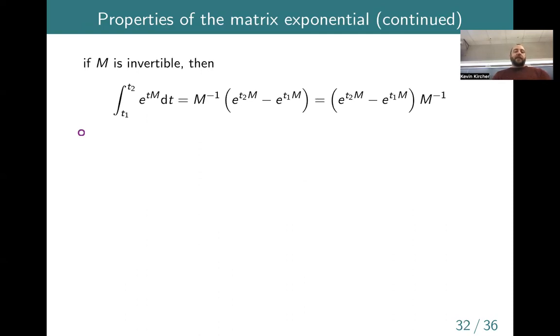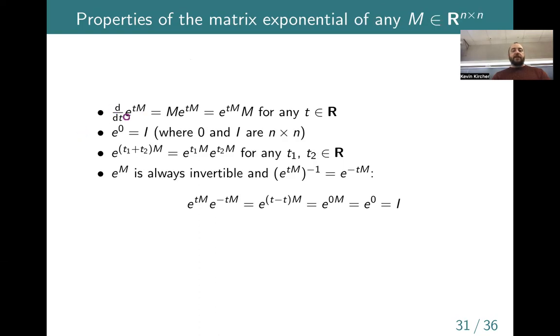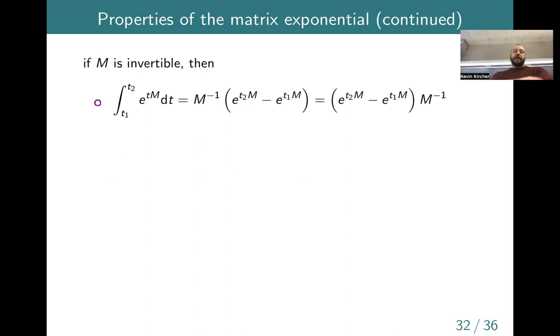And then one last property has to do with integrating the matrix exponential. In the same way that we have a rule for derivatives of the matrix exponential, we can get a rule for the integral. So if we integrate from, say, some value t1 up to t2, e to the tm dt, we get m inverse times essentially the difference, the delta in e to the tm. And just like for the derivative rule, the m could show up on the left or the right. Here for the integral rule, the m inverse can show up either on the left or the right.